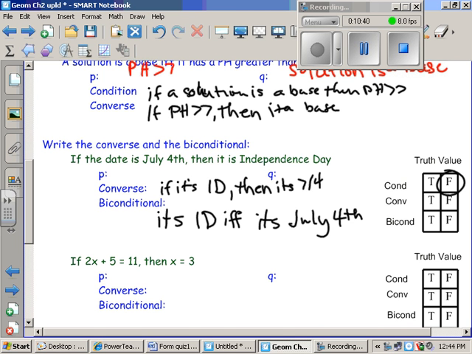If it's Independence Day, then it's July 4th. True. Yeah, that's true. They don't have an Independence Day. They never had to get one. Okay, so if the conditional is false and the converse is true, can the biconditional be true? No. They both have to be true for the biconditional to be true. It has to be true forward and backward. So that would be false. Okay?